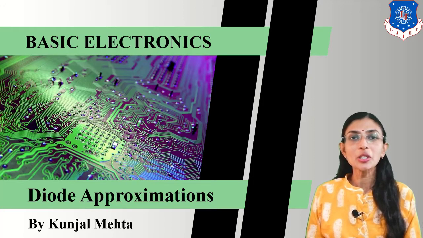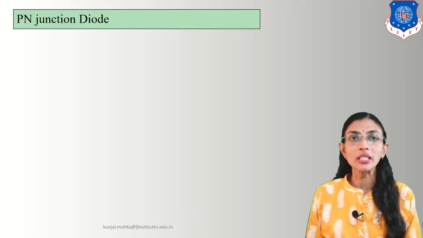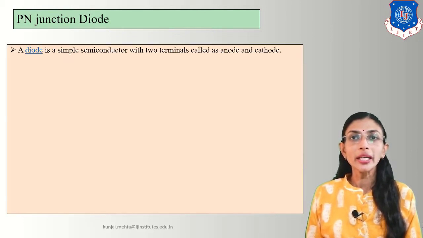In today's session, we will study the diode approximation topic of chapter 1. So let's continue with the PN junction diode concept. According to the PN junction diode concept, it is a two-terminal device. Those terminals are named anode and cathode.